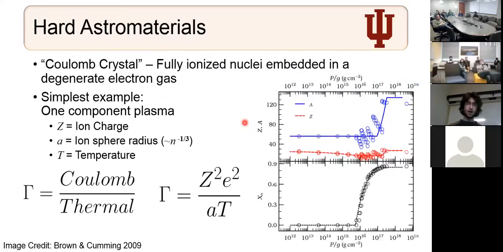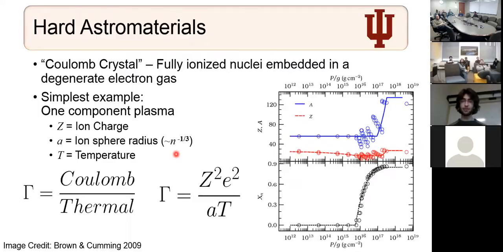Okay, so again, this is the one component plasma, right? You have some ion charge. It's got some sort of lattice spacing. This is proportional to your density, and you have a temperature. If you put all these numbers together, you get this ratio of Coulomb to thermal, and that'll tell you whether or not you are going to crystallize, essentially. But that's just the one component model.